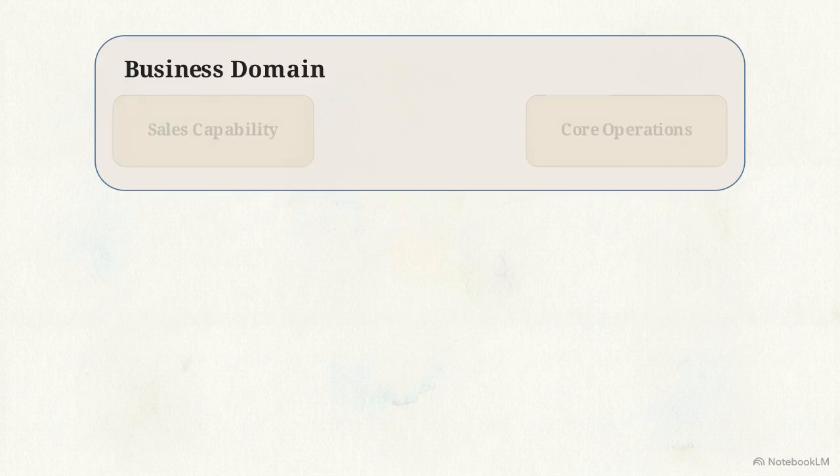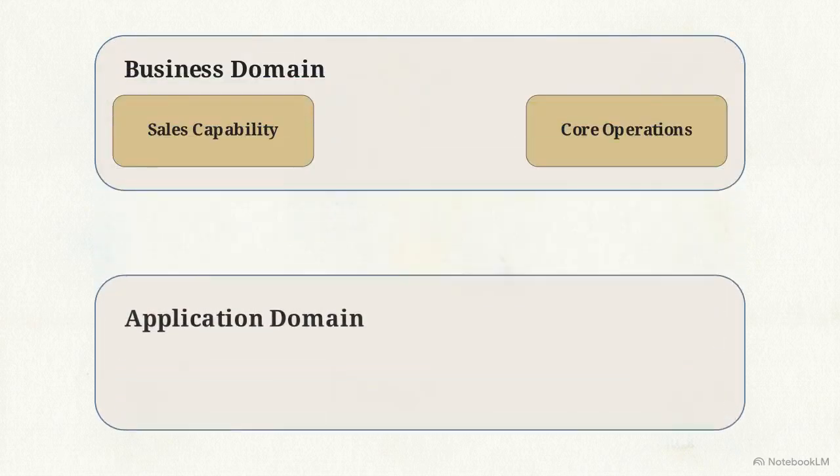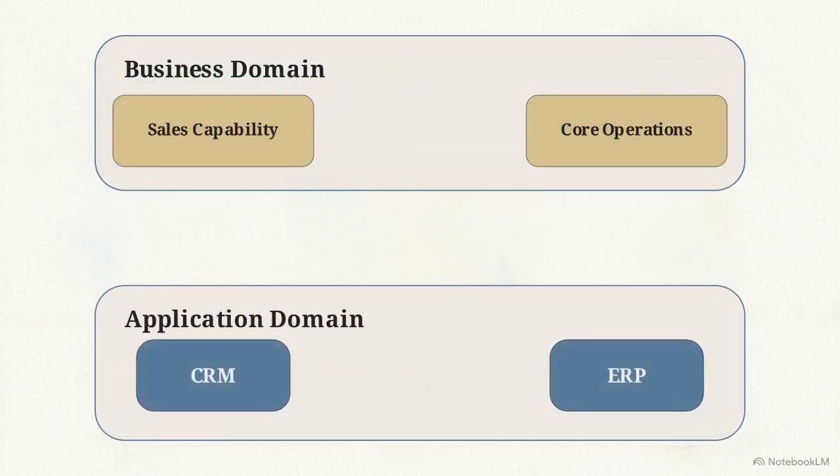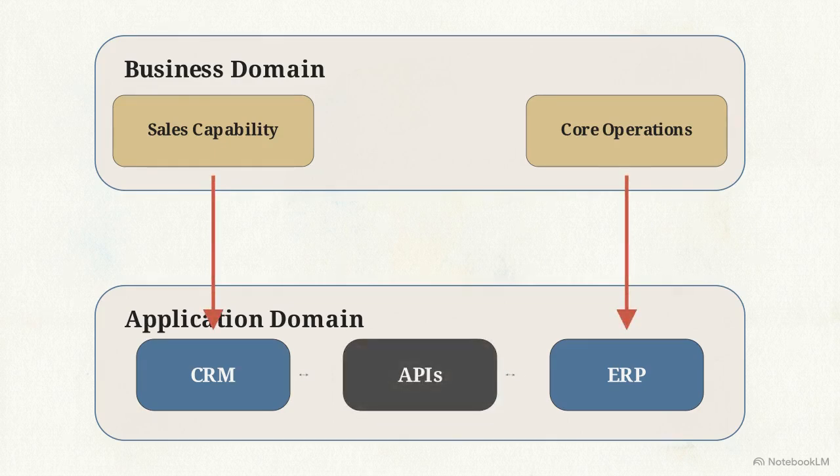The business domain extends downward into the application domain, the software layer executing those operations. Every application must map directly upward to support a specific business capability. This downward mapping dictates dependencies, while defining integration architecture through lateral data exchanges between CRM and ERP nodes.